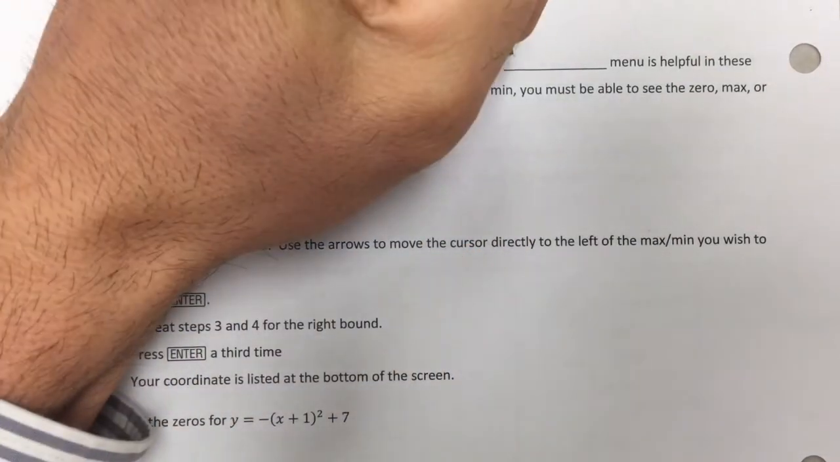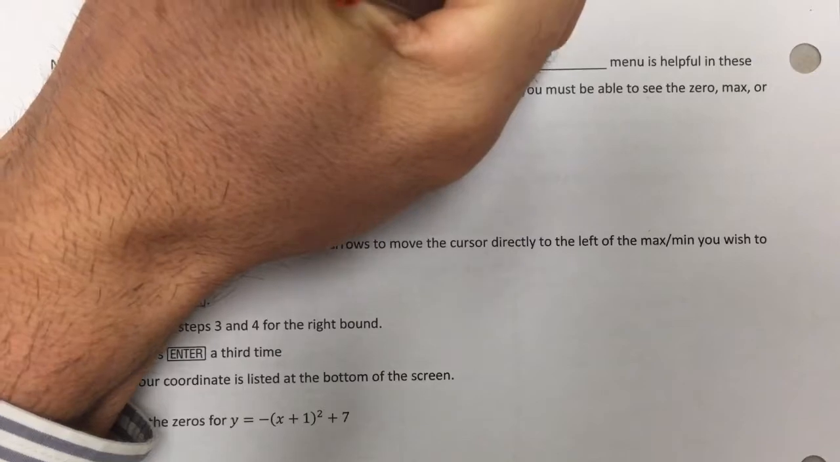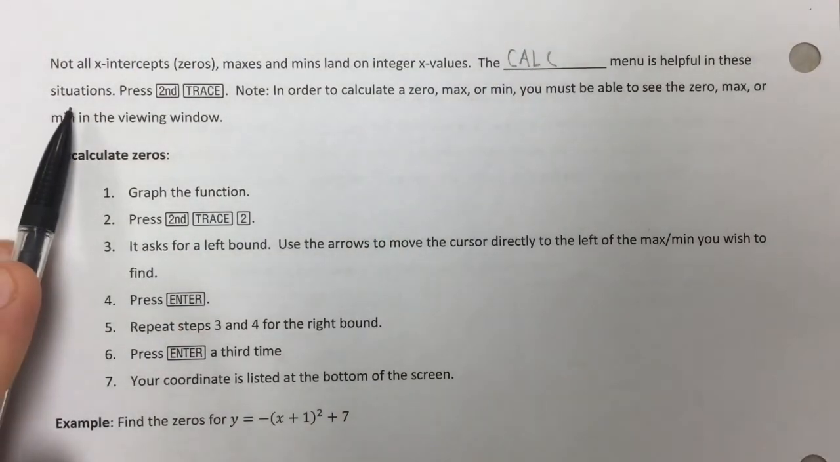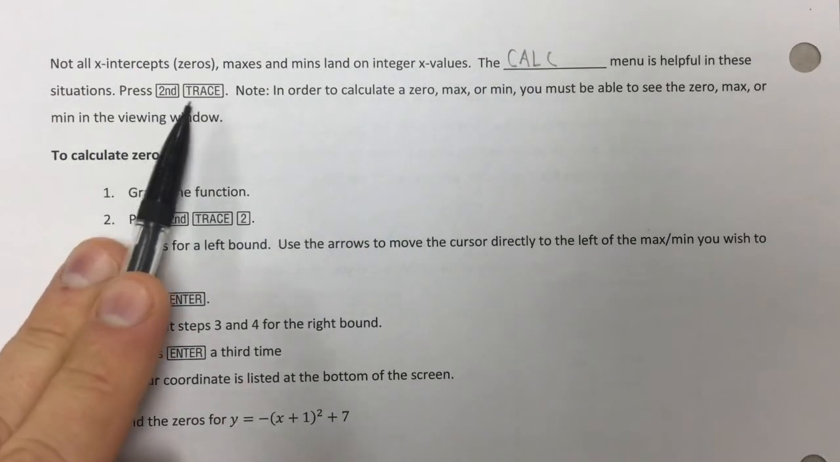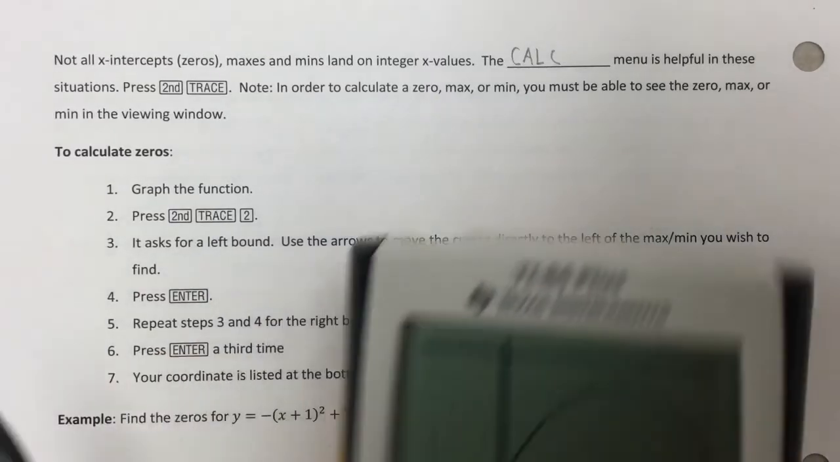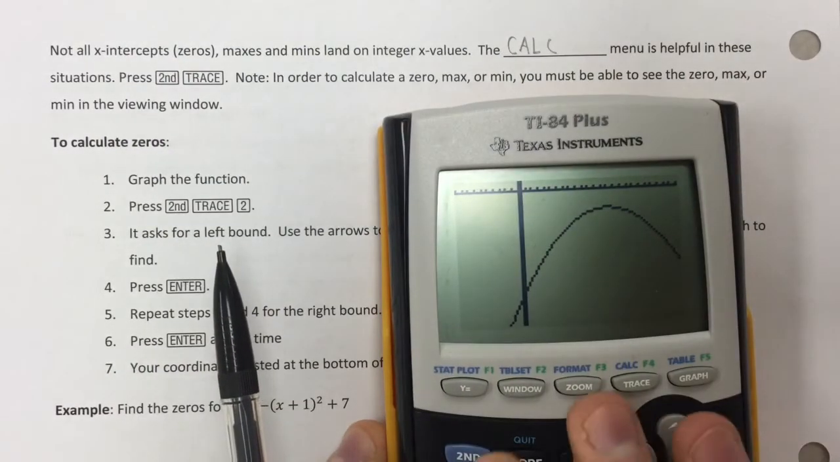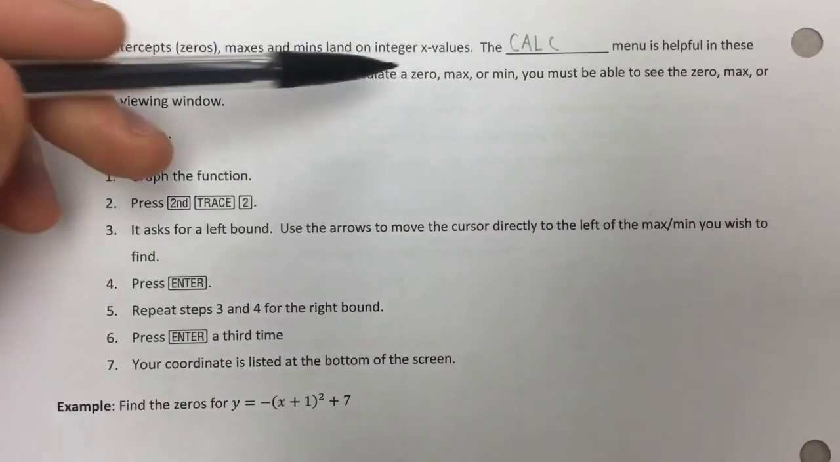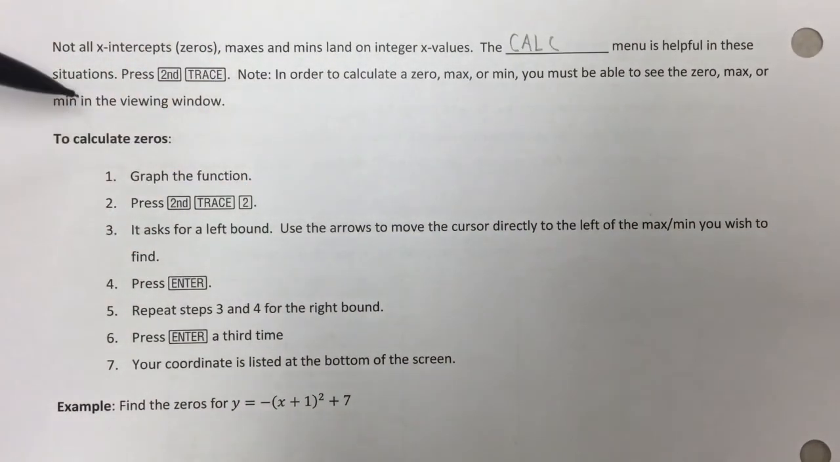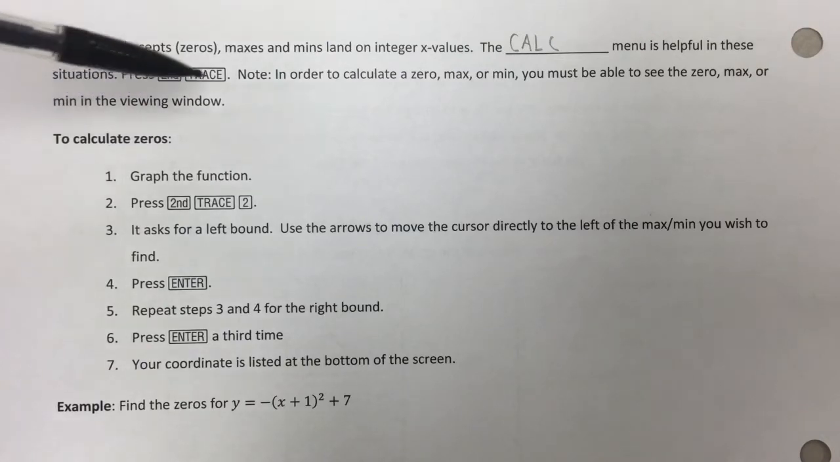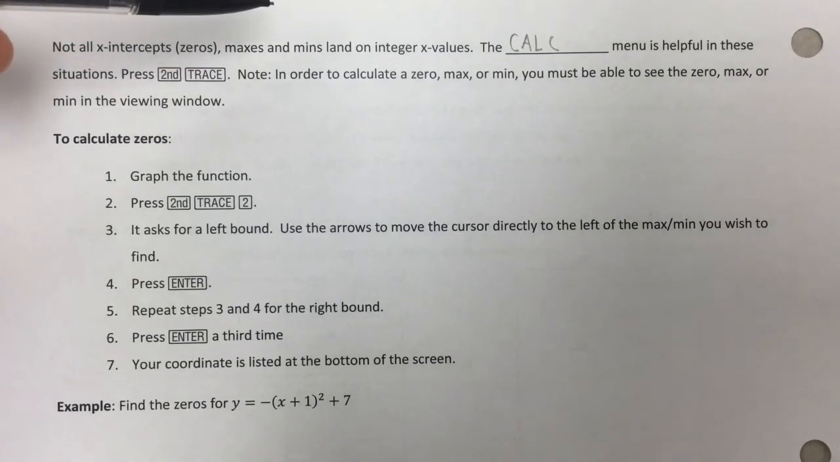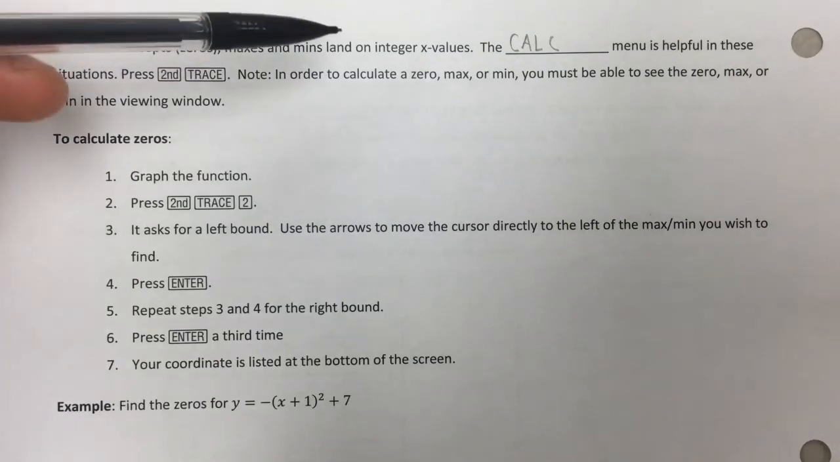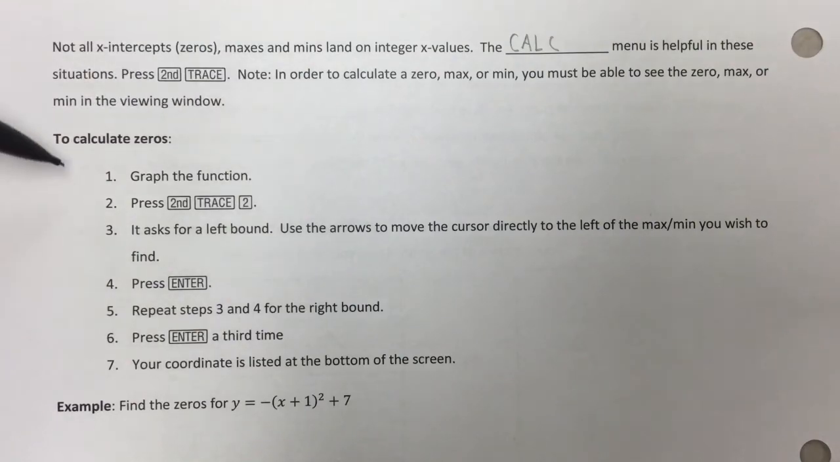The calc menu is helpful in these situations. So you press second trace to get the calc. Second trace, that's how we get calc. In order to calculate a zero, max or min, you must be able to see the zero, the max, or the min in the viewing window. Okay, so if you can't see the max or min or a root or an intercept, then it can't calculate it. You gotta see it in the window.